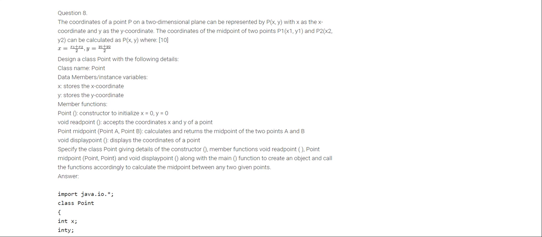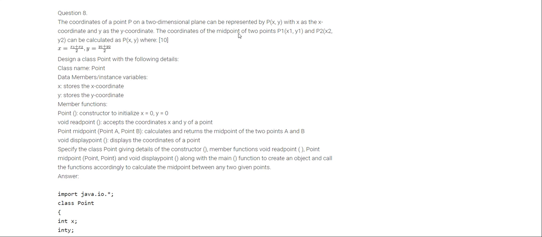Good morning, class. Today I am going to discuss one program in which you have to design different kinds of methods, in which you have to pass different types of arguments. The question is: the coordinate of a point on a two-dimensional plane can be represented by (x, y), with x as the x coordinate and y as the y coordinate.